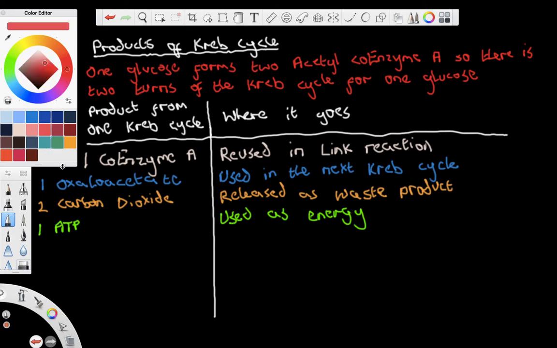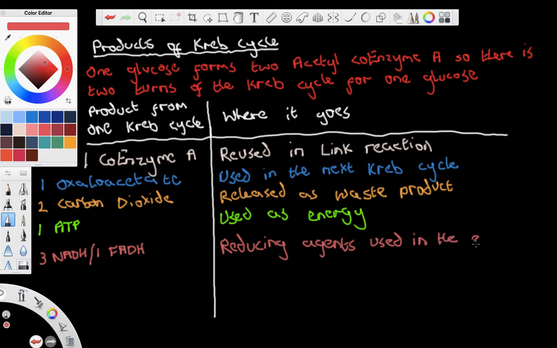It's just left in the matrix of the mitochondria, so the mitochondria can use it or the cell can use it. And finally, we make 3 NADH and 1 FADH. Now, these are strong reducing agents. So these reducing agents are used in the electron transport chain. So we can just put that these are reducing agents because they have the ability to donate these hydrogens. So reducing agents used in the electron transport chain.